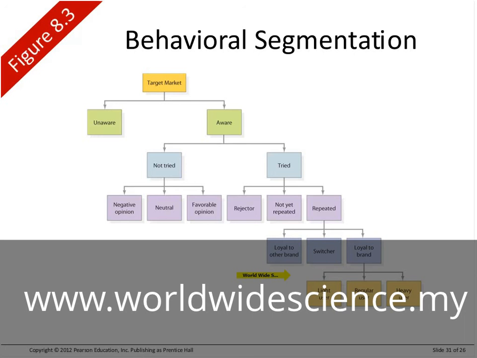So you should be careful about switchers. Maybe sometimes your customer switches and changes and they don't use your product and go to another competitor. So here we have three kinds of repeated customer: loyal to other brands, switchers, and loyal to brand, which means they are loyal to your brand. And loyal to brand means we have three kinds. You have some loyal customers. You remember two very important specifications for a loyal customer.